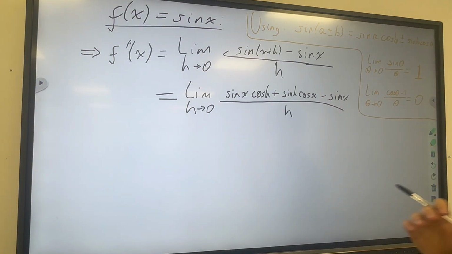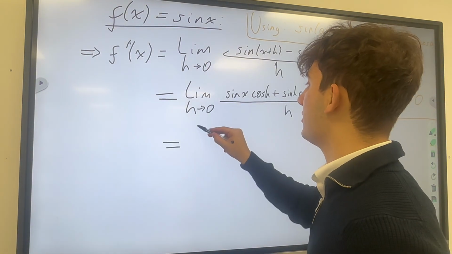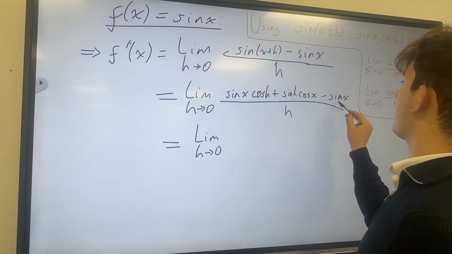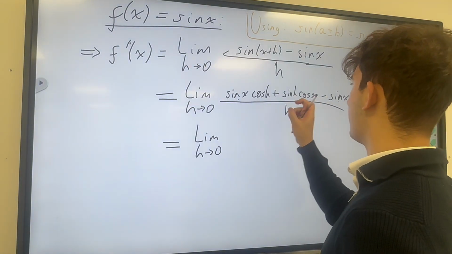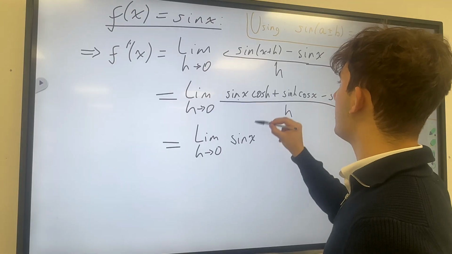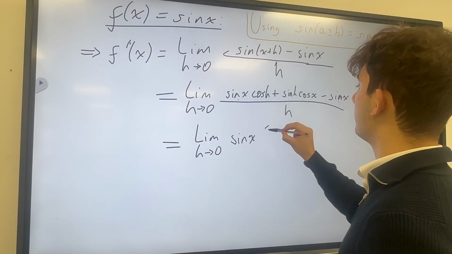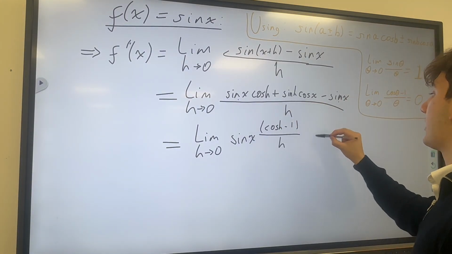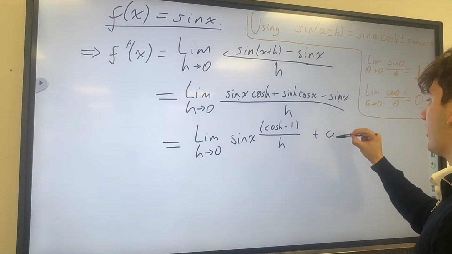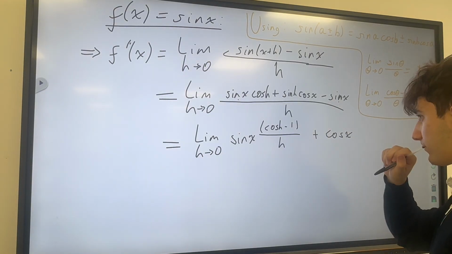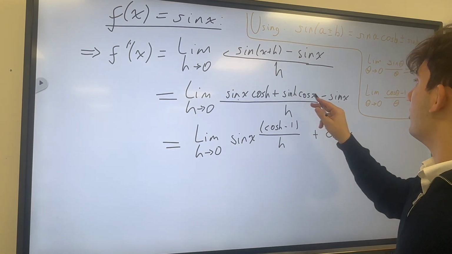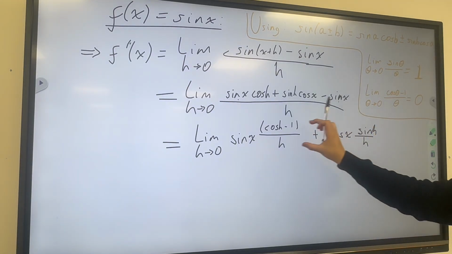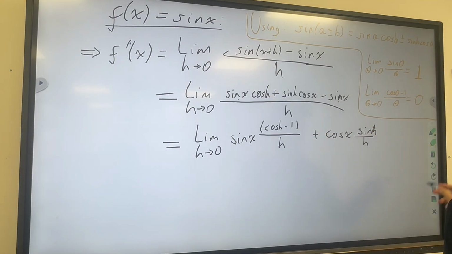Cool. Now let's split this fraction up a little bit, just to make it easier for us to deal with. First of all, notice how we've got a sine X and a sine X there, right? We can factor those out into one term. So sine X, and then it's cosine H minus 1 now, and then that is over H. Now we're going to add our cosine X times sine of H over H, like so. So now we've kind of grouped up the H's and the X's.